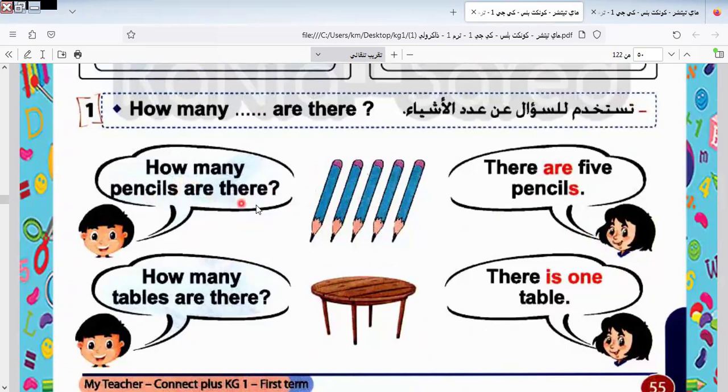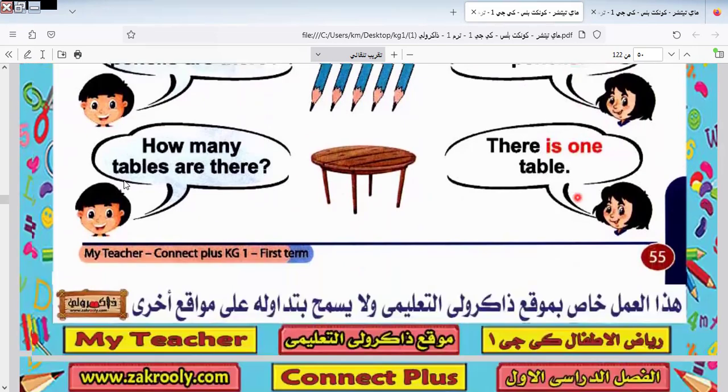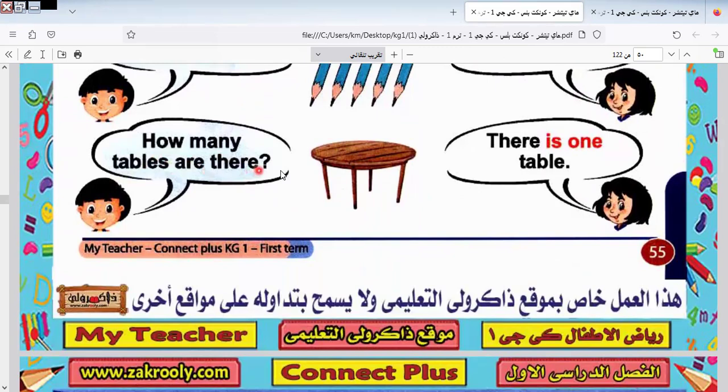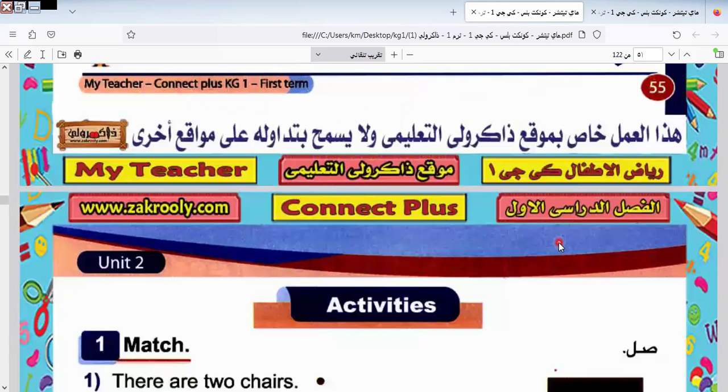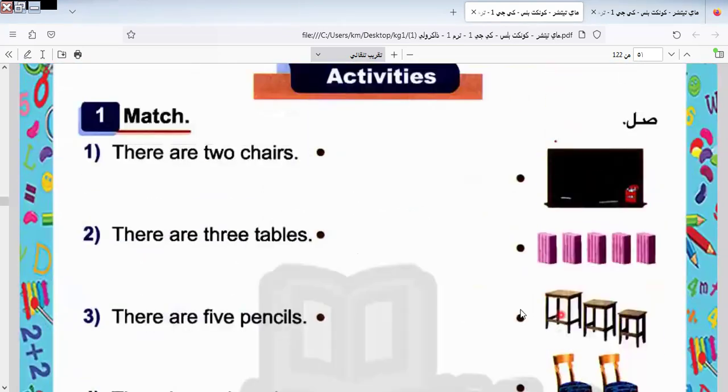How many pencils are there? There are 5 pencils. How many tables are there? There is 1 table. So here we have is. Why we don't have s here? Why? Because it's singular now, not a plural. Let's continue the rest of the exercise.